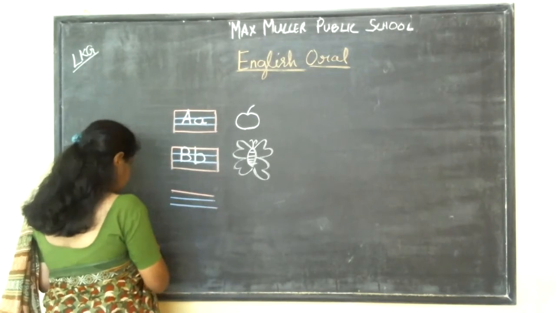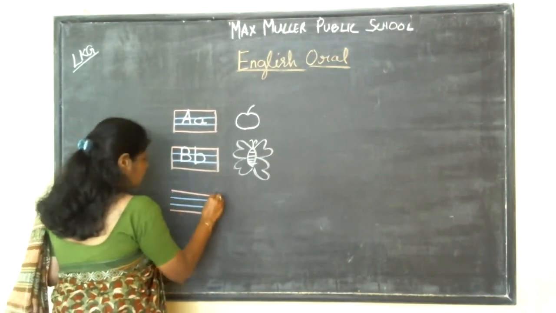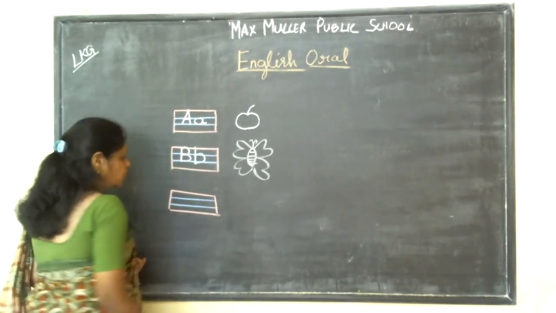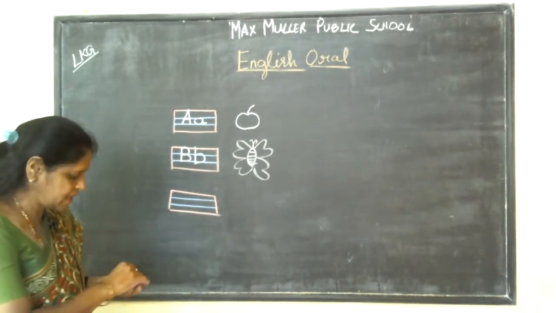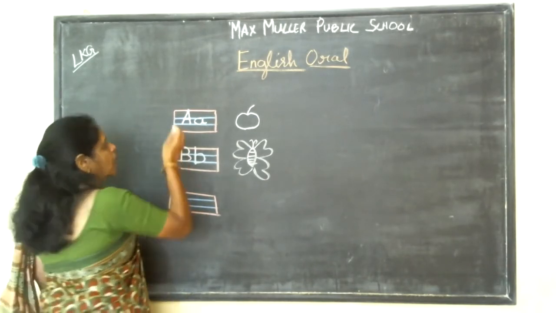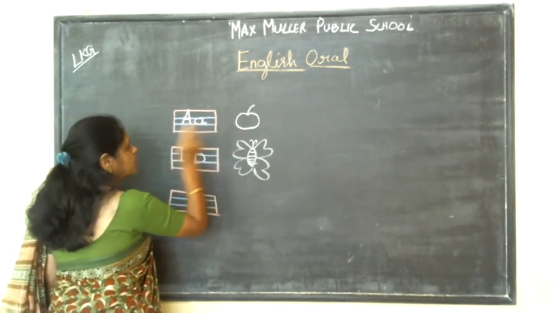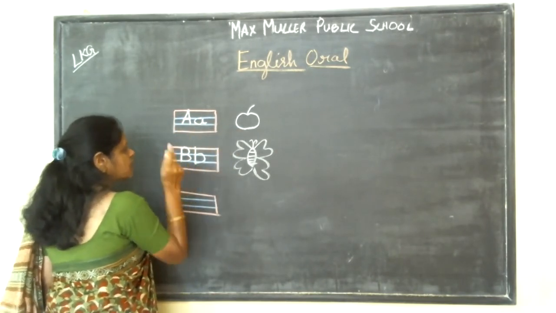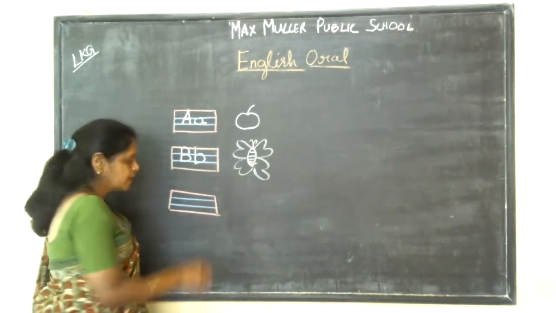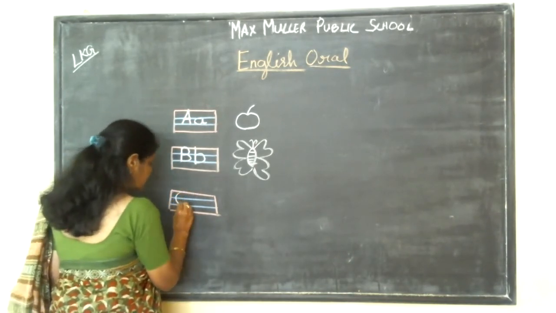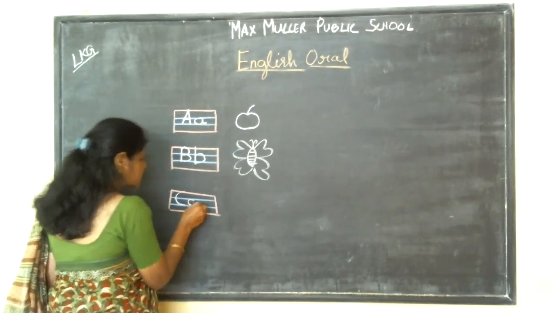Red line, blue line, blue line, red line. Next is capital A, small a. A for apple. Capital B, small b. B for butterfly. Now next is capital C, small c.